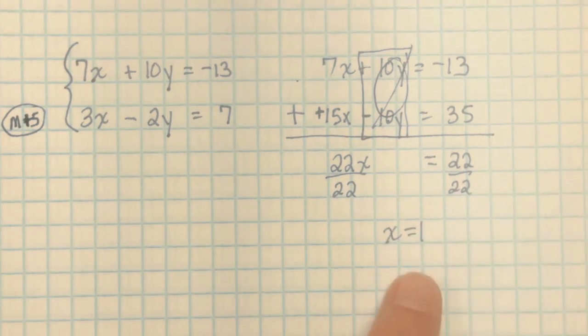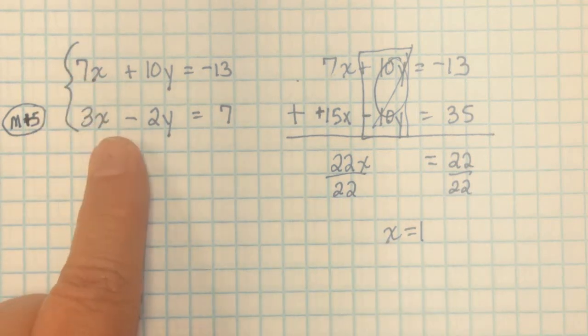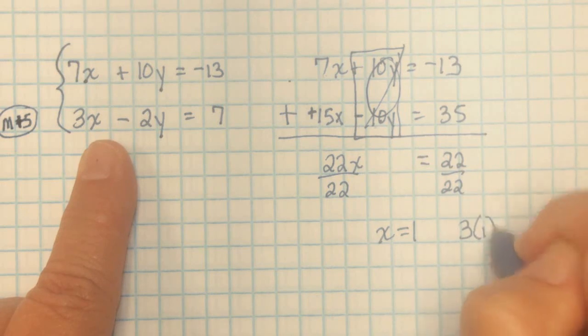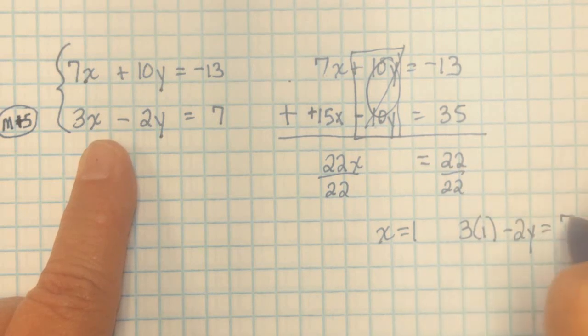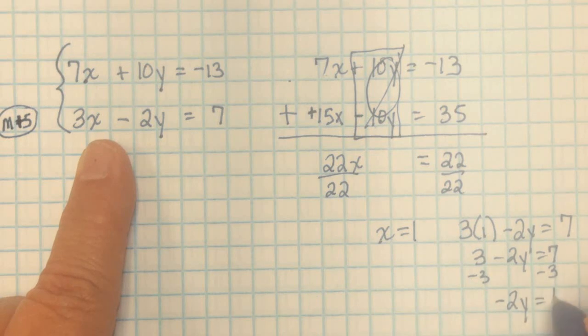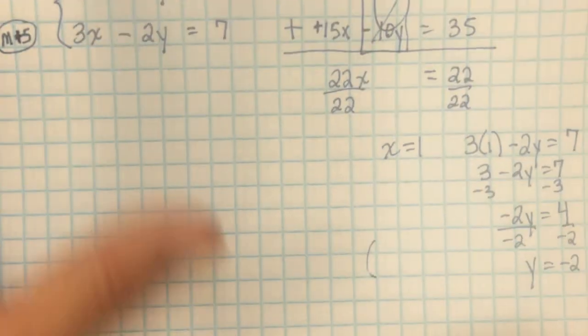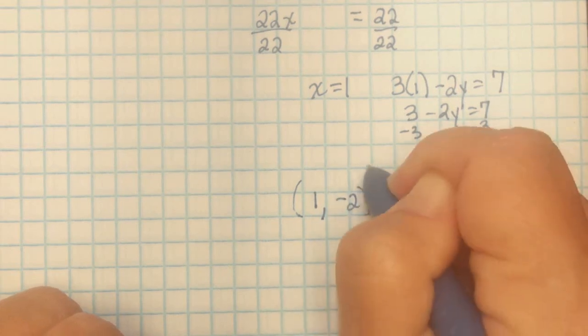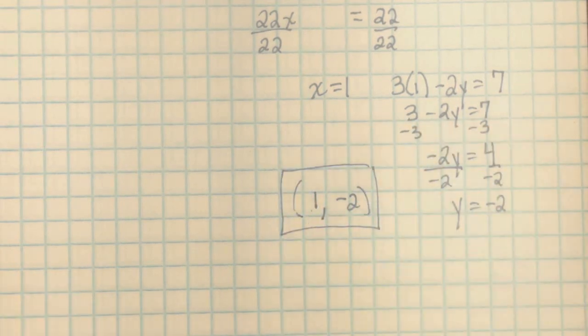Now, once I have found x, I need to substitute it back into one of the original equations and solve for y. I'm going to pick this second one just because the numbers are smaller. So I'd have 3 times 1 minus 2y equals 7. So I'd have 3 minus 2y equals 7. Subtract 3 from both sides. Negative 2y equals 4. Divide both sides by negative 2. y equals negative 2. So my solution for this system is 1, negative 2. x is 1 and y is equal to negative 2.